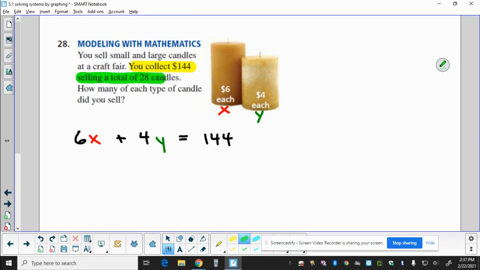You're selling a total of 28 candles. So if I could write an equation for that, I'll be all set. So the question is, how many of each did you sell? Well, the answer is you don't know yet, right? So what I'm going to say is X represents the number of large candles plus an unknown amount of small candles gives you a total of 28 altogether.